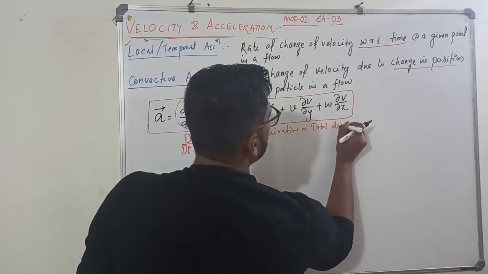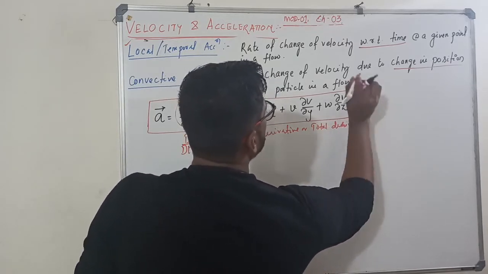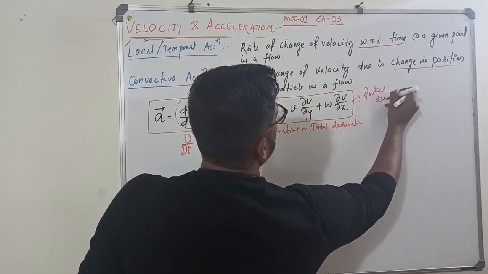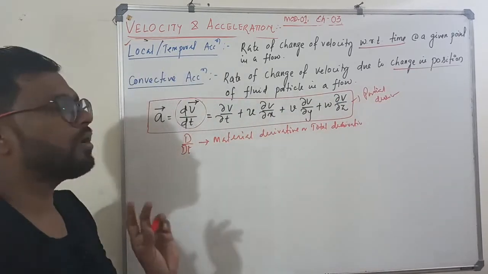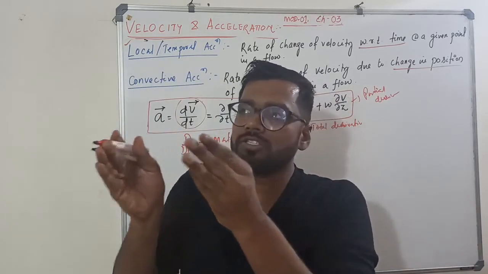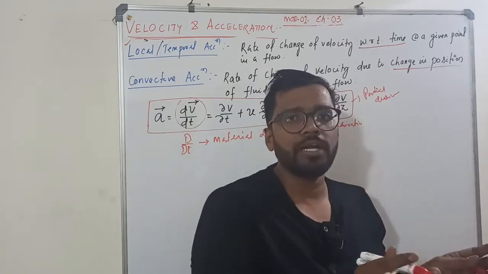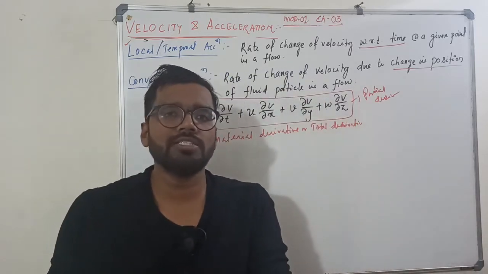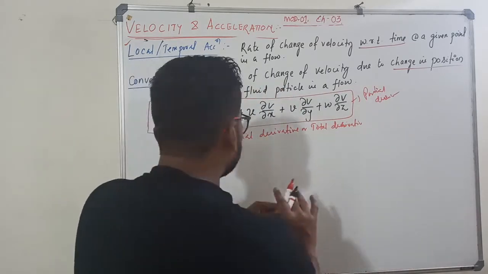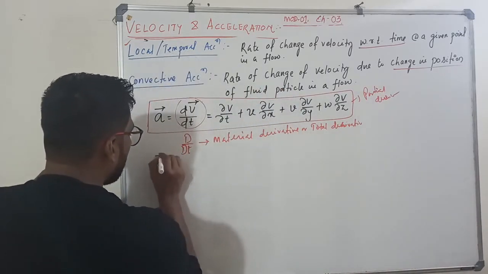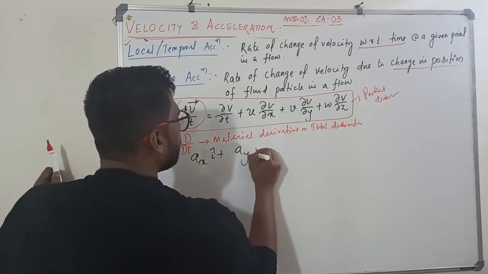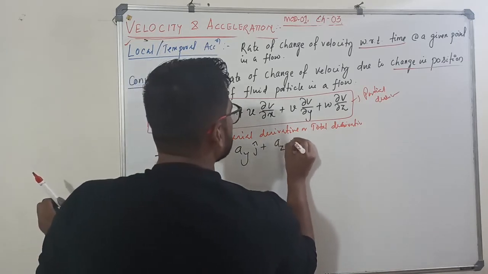Or total derivative. This term, you know, is your partial derivative. Okay, so now you got your A. See, velocity has an x component, y component and z component. Similarly, your acceleration also has an x component, y component and z component. So if I have to represent your acceleration A, I will represent it like this: that is ax i cap plus ay j cap plus az k cap.